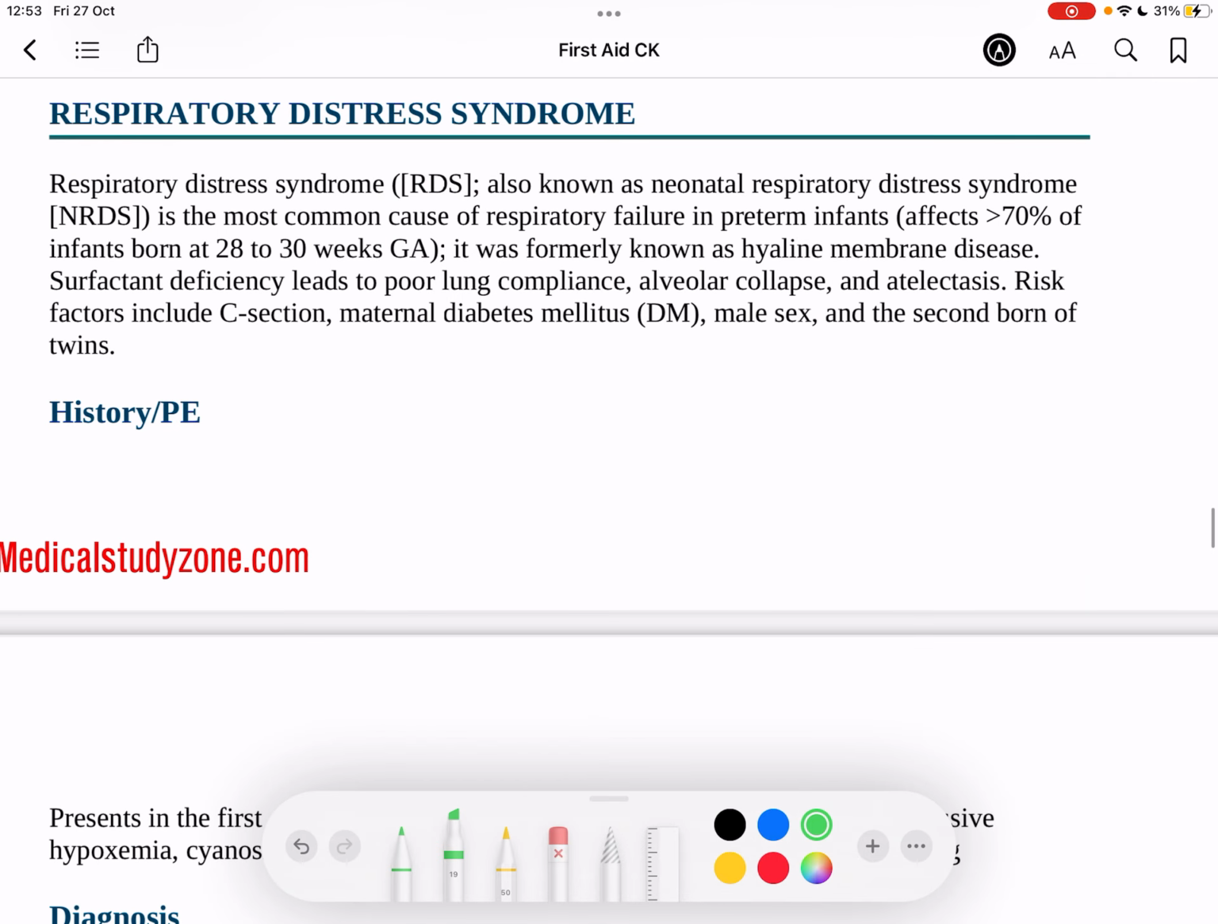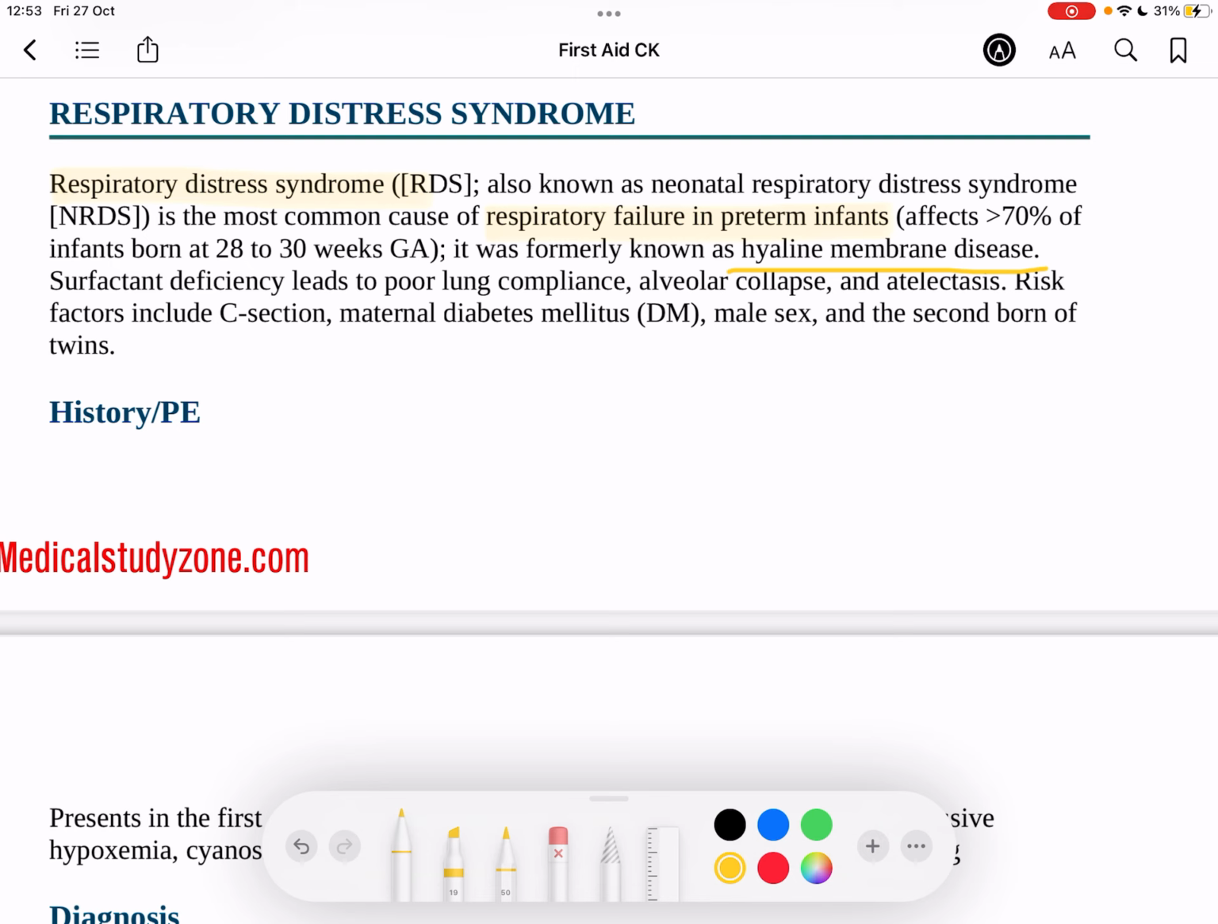Excellent. So let's now move on to respiratory distress syndrome. Respiratory distress syndrome, also called NRDS, neonatal respiratory distress syndrome, is the most common cause of respiratory failure in preterm infants. It affects 70% of infants born between 28 to 30 weeks of gestational age, and it was formerly called hyaline membrane disease, which makes so much more sense. I don't know why they changed it.